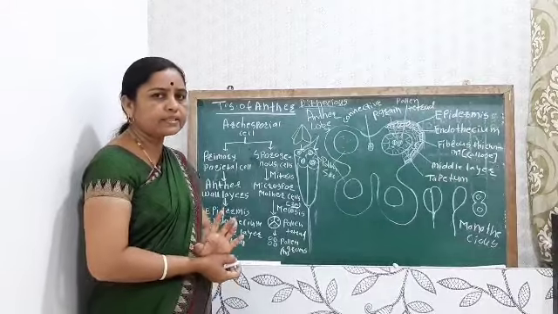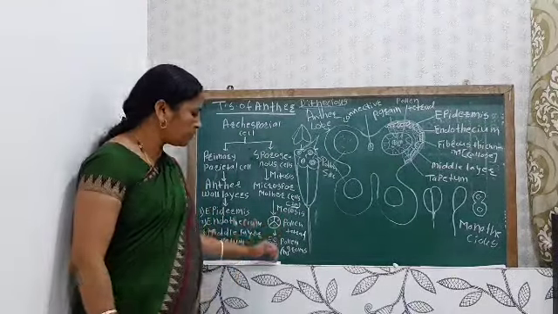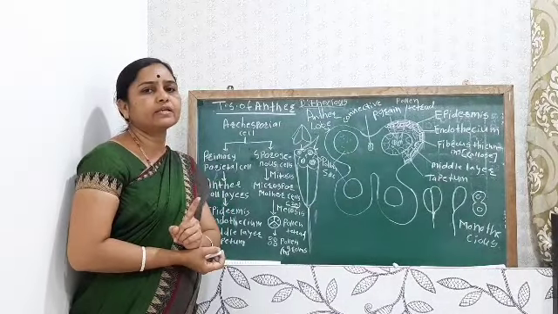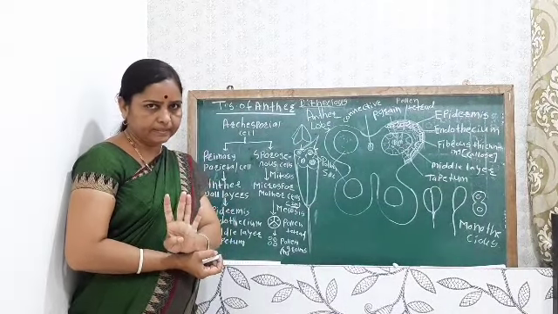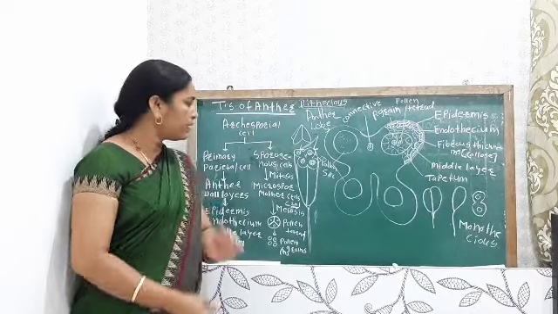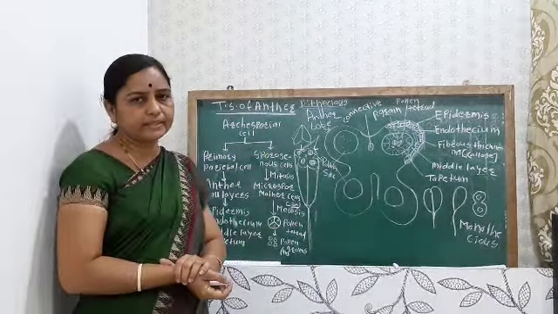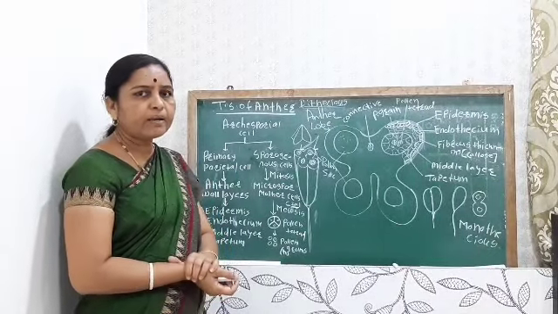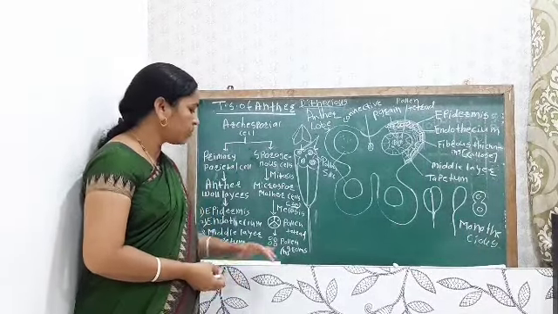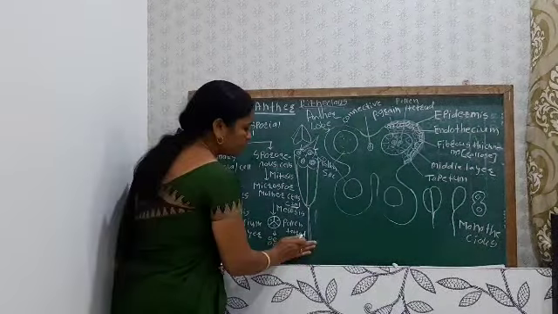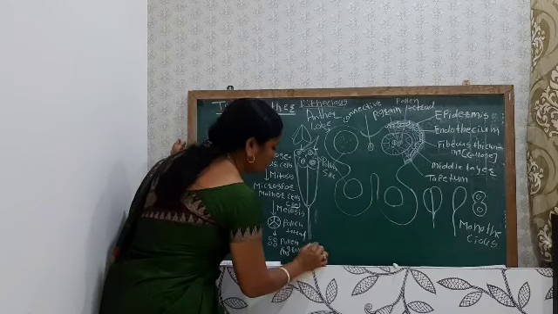So the microspore mother cell divides by meiosis and produces the pollen grains. So one microspore mother cell, when it divides, produces the 4 pollen grains. Okay, so this condition is known as microsporogenesis. So what is meant by microsporogenesis? That is the formation of the microspores or the pollen grains. Pollen grains are also known as the microspores.